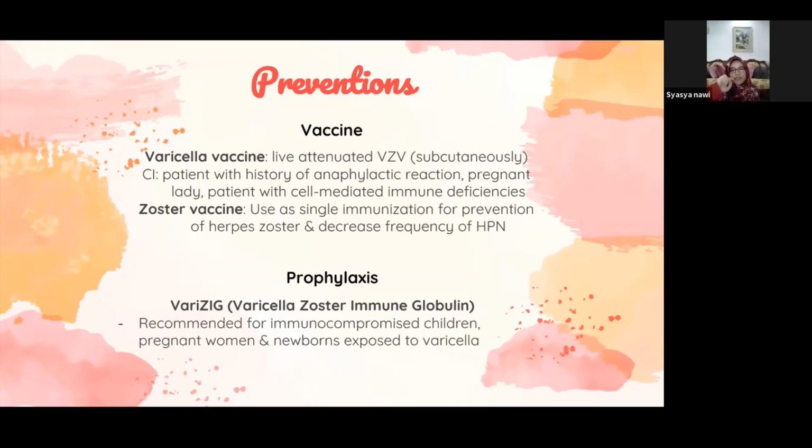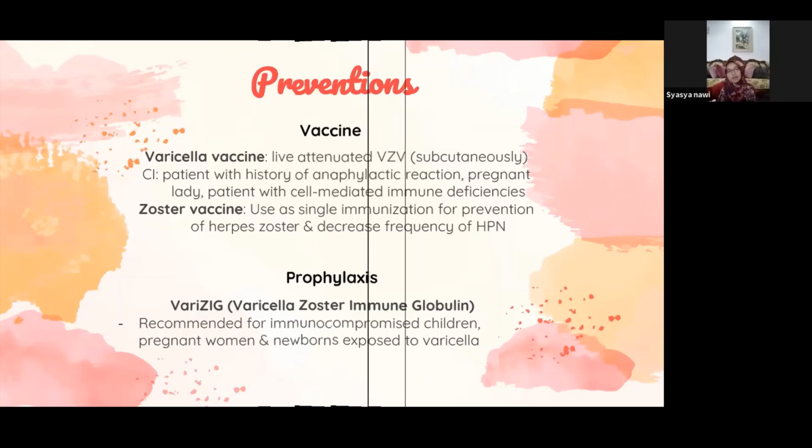Okay, for the prophylaxis, we have the varicella zoster immune globulin, VARIZIG. This VARIZIG will give passive immunity, indicated within 96 hours of exposure in susceptible individuals, like immunocompromised children, pregnant women, and also newborns that are exposed to varicella.